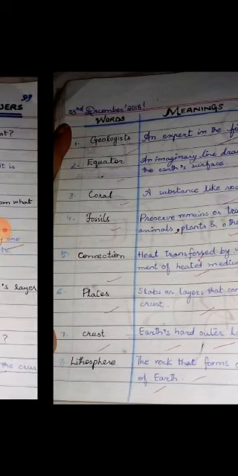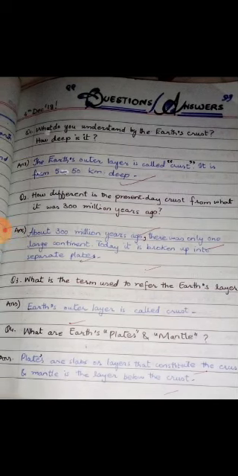Point number 6, plates, slabs or layers that constitute the crust. Word number 7, crust, earth's hard outer layer. Eighth and the last word, lithosphere, the rock that forms outer layer of earth. Now move on to the question answers.